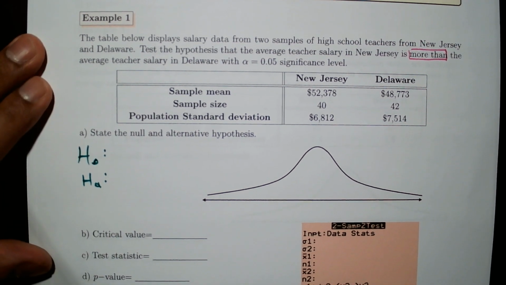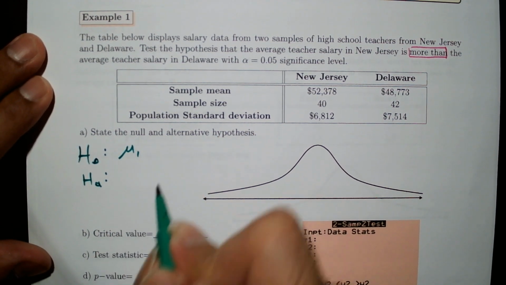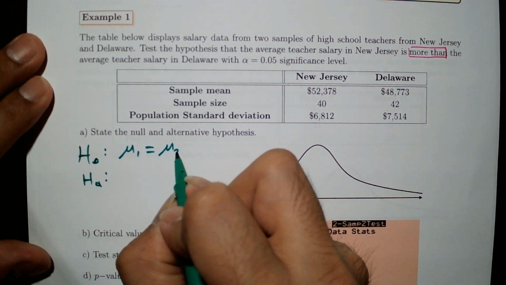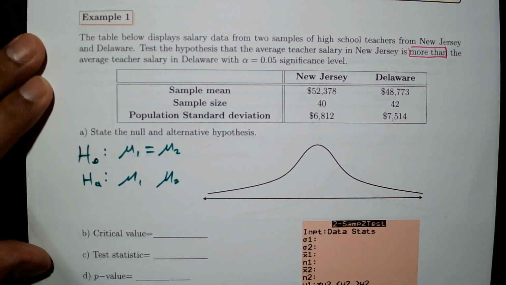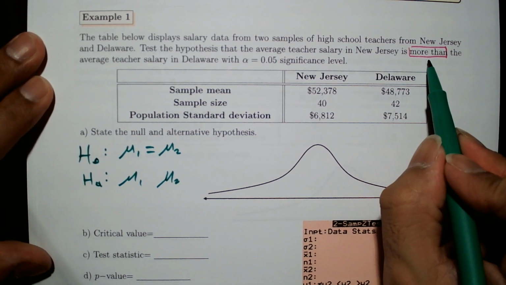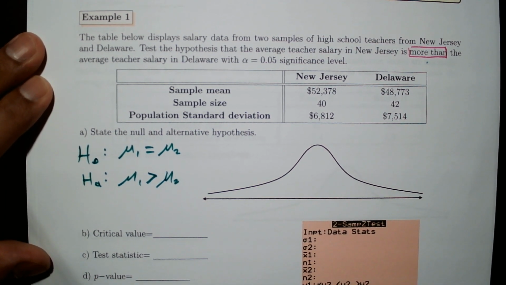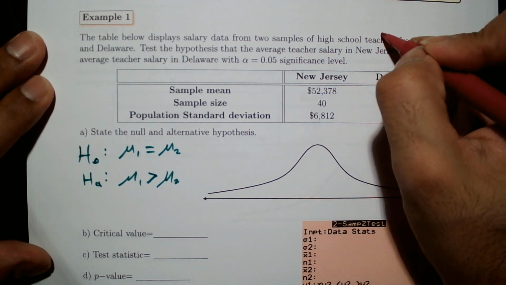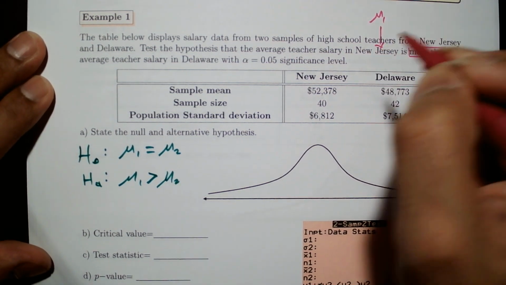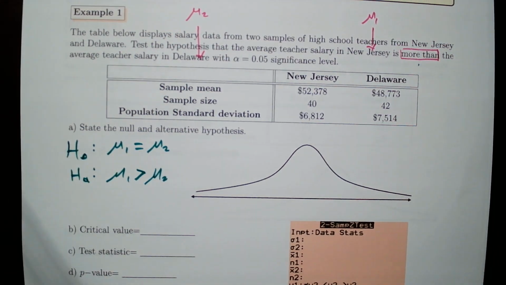All right. So let's see. That means that mean 1 equals mean 2. Otherwise, mean 1 and mean 2, how do we compare those? Well, is more than. All right. That's so New Jersey is M1 and Delaware is going to be mean 2.